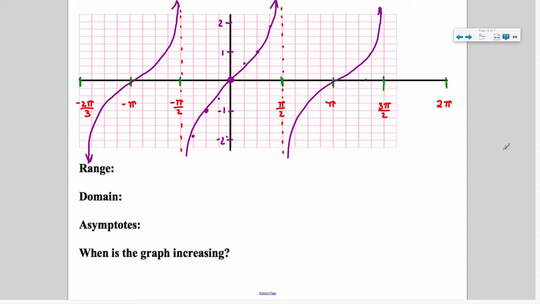What's the range? Well, you can see it's going up to the sky, down south, there's arrows. This never stops. So the range is y is greater than negative infinity, less than positive infinity. What's the domain? It's all real numbers, except those asymptotes.